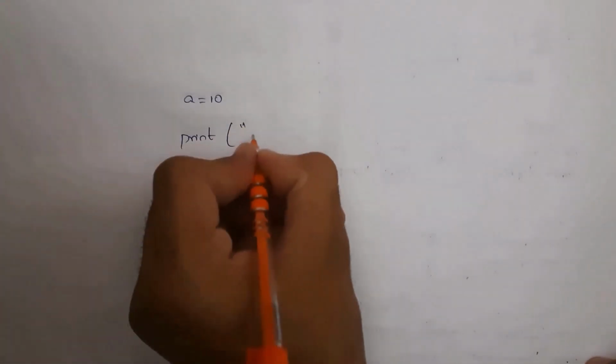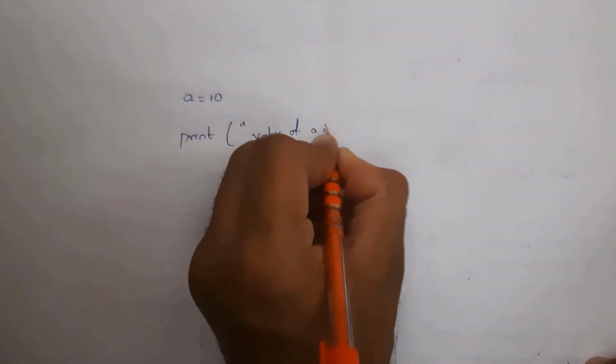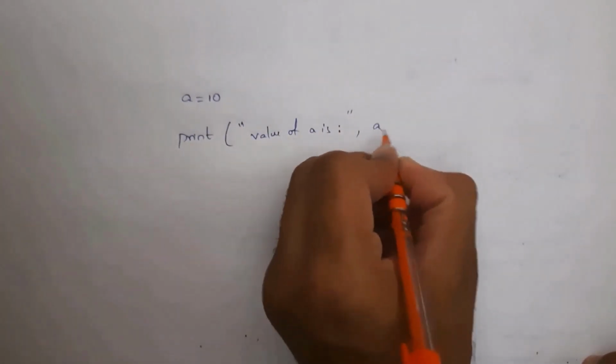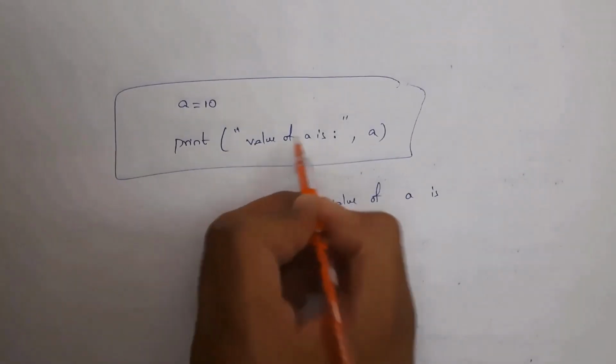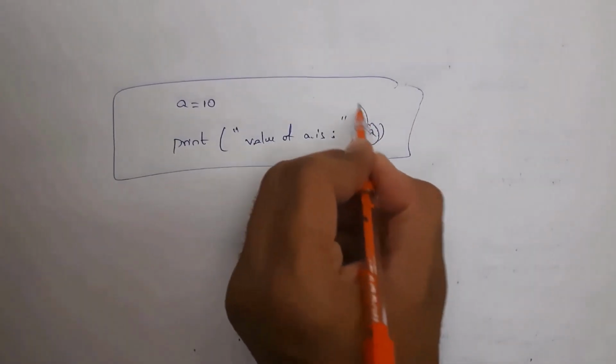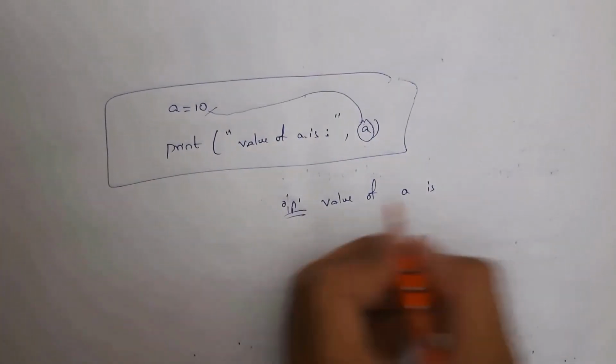For example, here I took a equal to 10 and I written here print in double quotations value of a is, close double quotations, comma a. Whenever you execute this entire program, then you will get output value of a is, this a contains value 10. So I will get here value of a is 10.